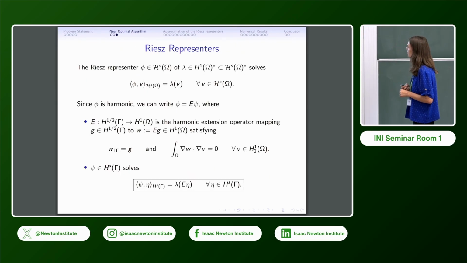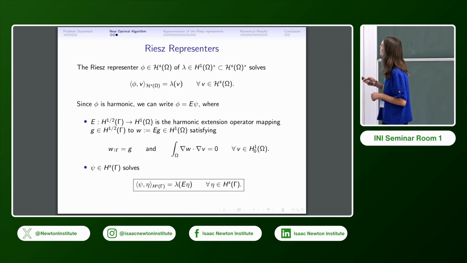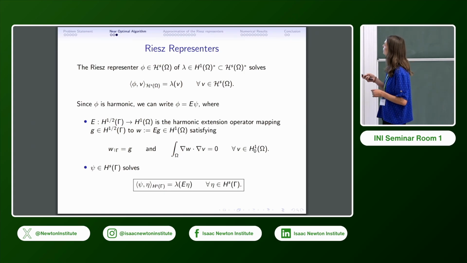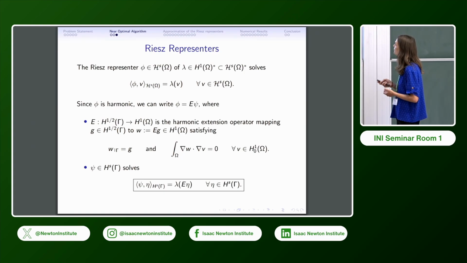So just one slide to have a characterization, actually, of this Ritz representer. So again, I'm dropping now the indices because we apply the same strategy for all the Ritz representers. So I'm going to call lambda any of my linear functionals, and phi will be its Ritz representer, and it is a solution to this system. And if you remember this space here, a space of harmonic functions with trace in HS, so we can actually write phi as the harmonic extension of some psi. So the E is the harmonic extension operator.